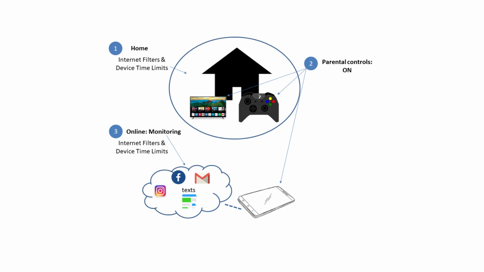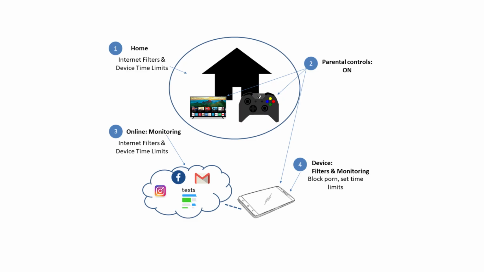The third area we'd recommend is monitoring of the activity of your child online. Monitoring his text, his email, and so forth, and we'll go through that. And then the last thing is the device itself needs, in addition to parental controls, usually some kind of filtering and monitoring for the activity on the device.